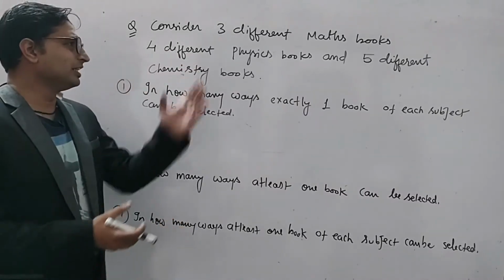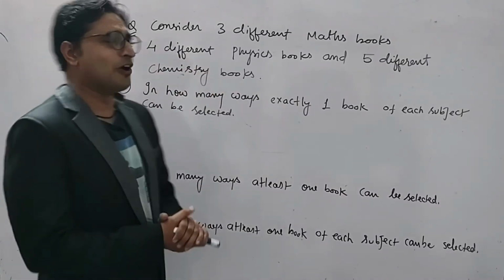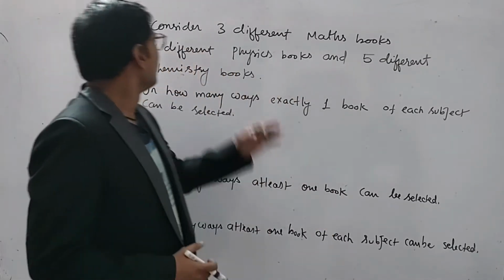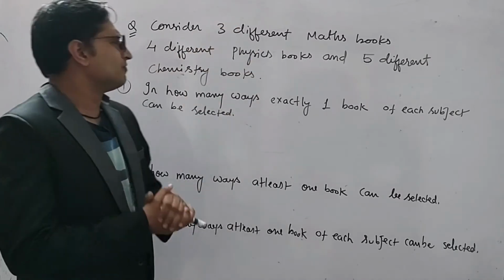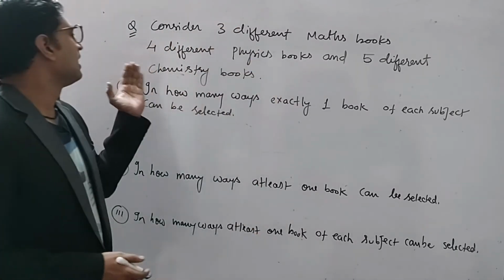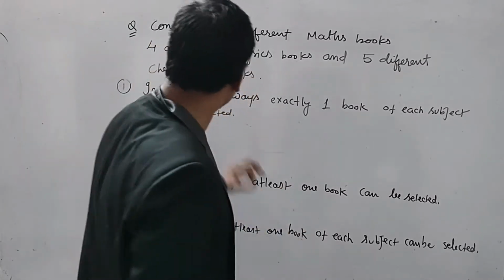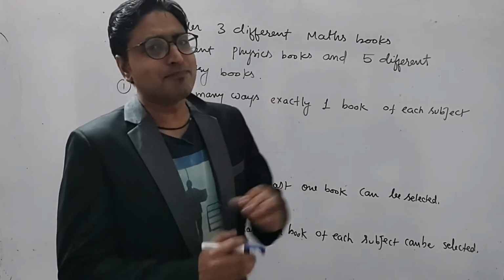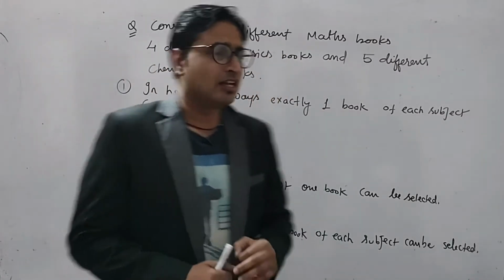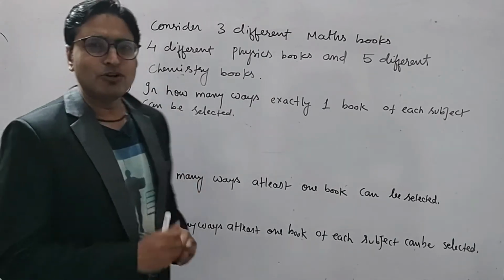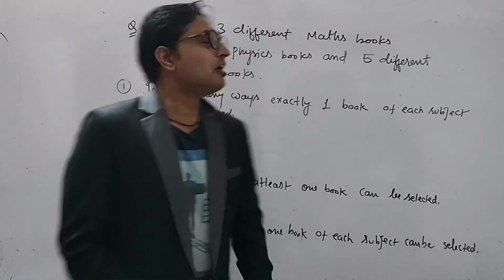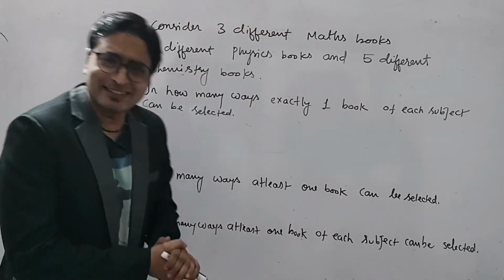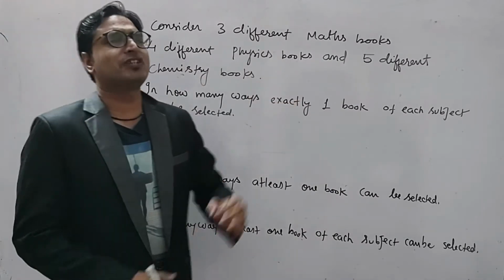Now here, consider 3 different maths books, 4 different physics books and 5 different chemistry books. So in this question, 3 different maths books, 4 different physics books and 5 different chemistry books are there. Now in the first question, what we have to do is find in how many ways exactly one book of each subject can be selected. So here you have to select one book of each subject, and all 3 books of maths are different, all 4 books of physics are different and all 5 books of chemistry are different.